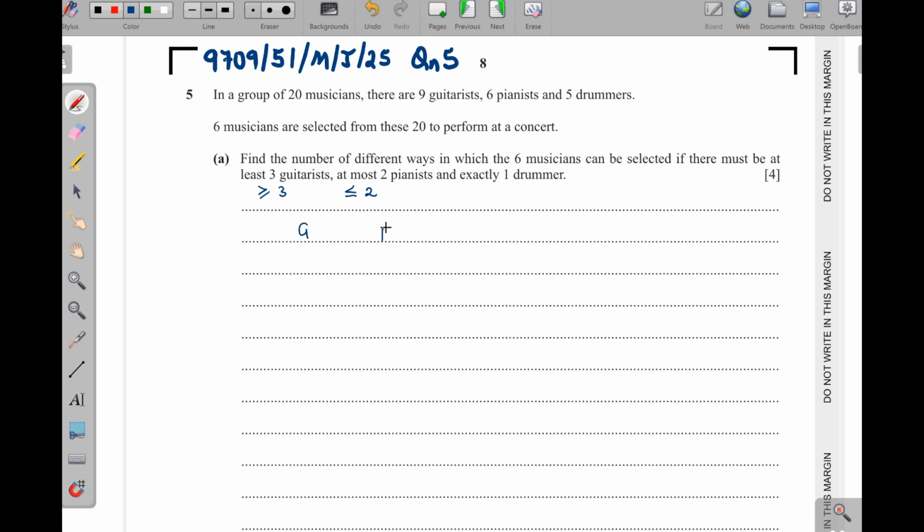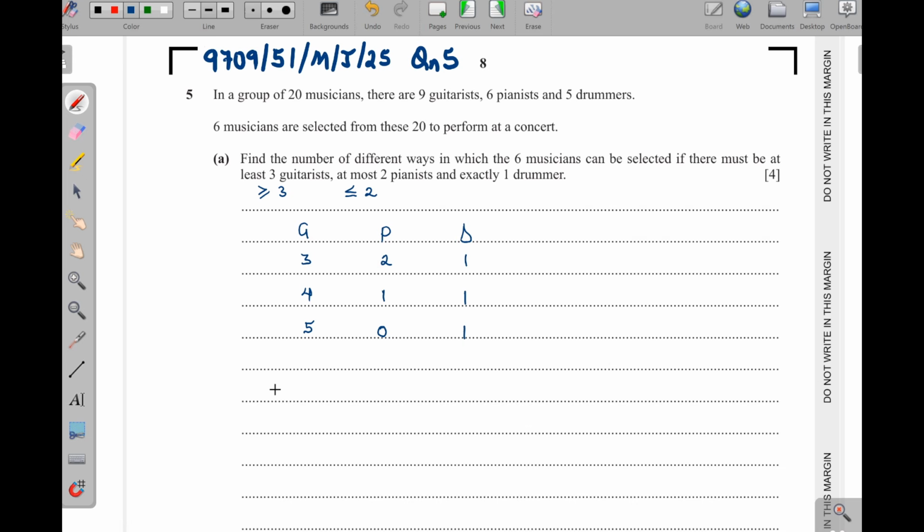Then we have pianists, and then the drummers. So at least means greater or equal. So if I start with a 3 and then a 2 here, exactly one drummer, so the drummer has to be there. Then if these ones are 4, because that is greater than 3, and then we have a 1 here, then this one has to be a 1 here, because they have to be 6, remember. Okay, any other, these ones can be 5, and we must have one drummer. That means this one can be 0, you see, and that is all we have.